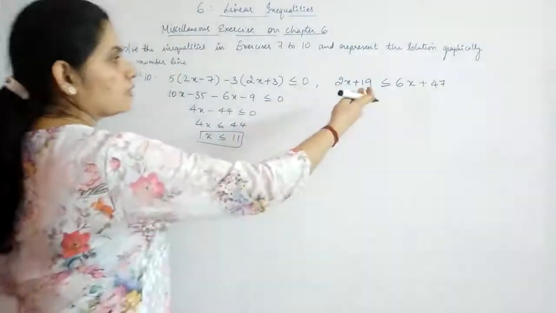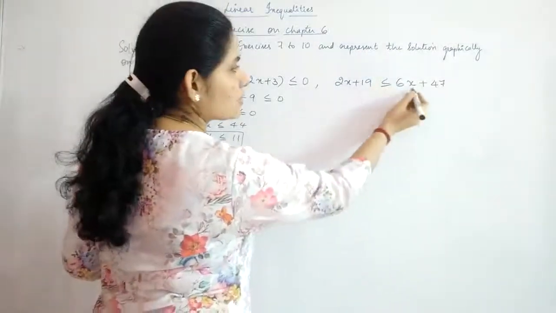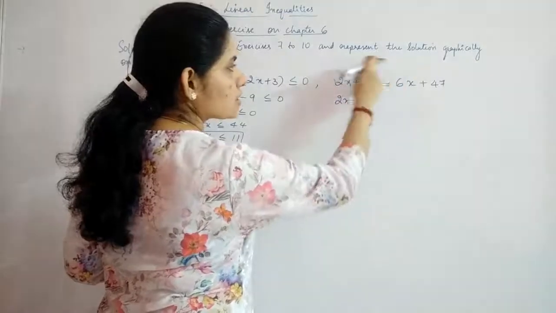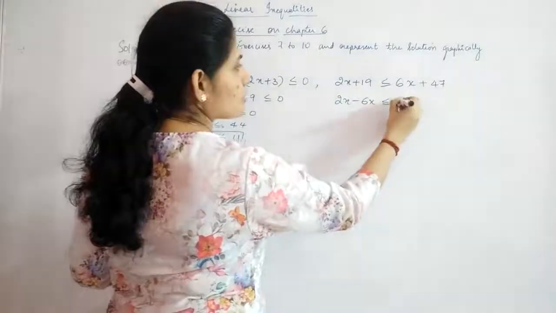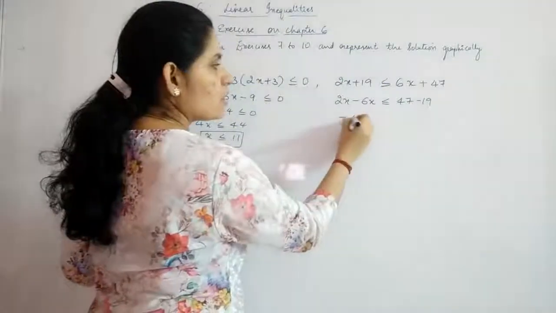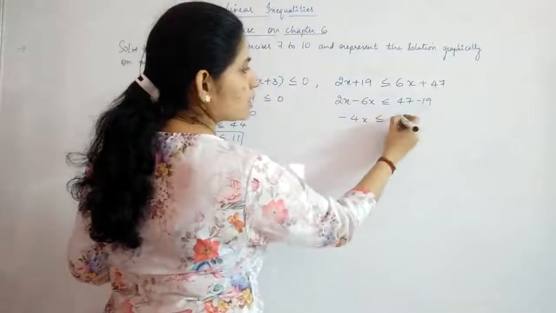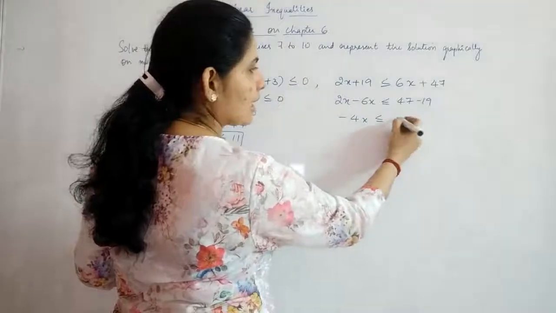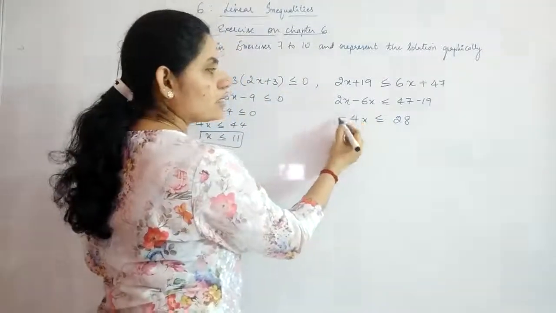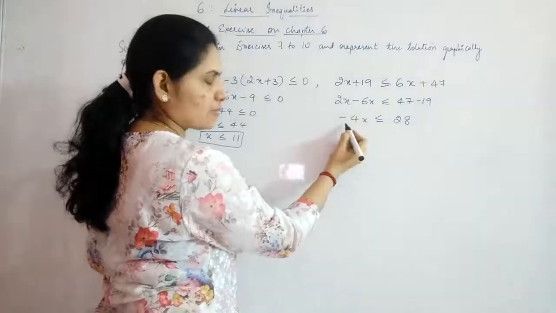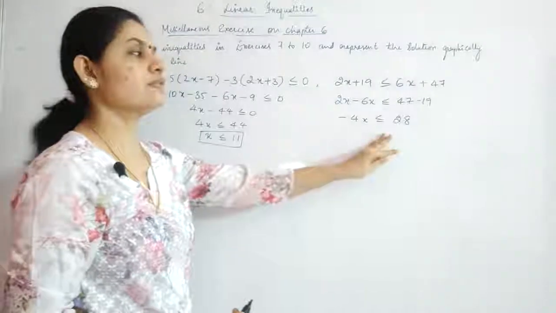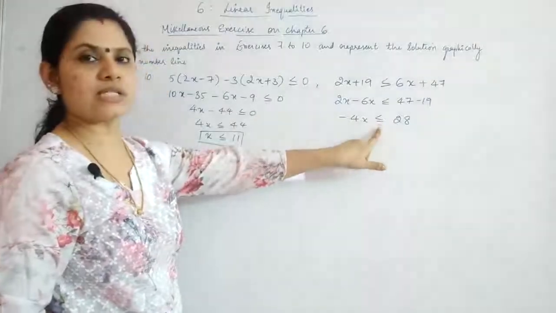Next we will go to the other one, which is 2x plus 19 less than or equal to 6x plus 47. So you get 2x minus 6x, taking this to the left side, less than or equal to 47 minus 19. 2x minus 6x will give you minus 4x, less than or equal to 47 minus 19, which is 28. Now you have to remove negative 4, that is minus 4 from the left hand side, which means you are dividing throughout by a negative number. That means the inequality will change its sign.